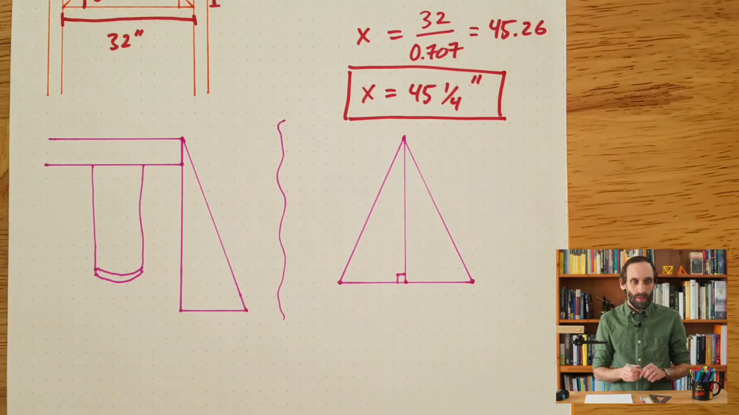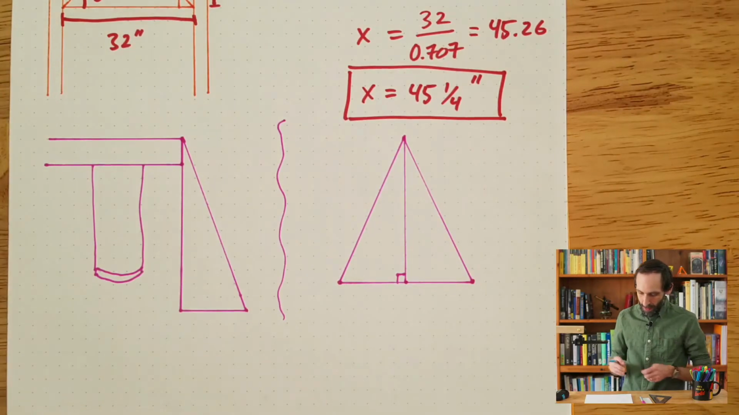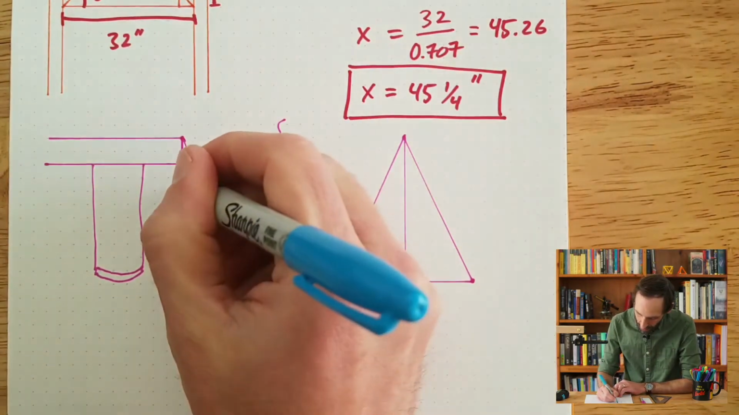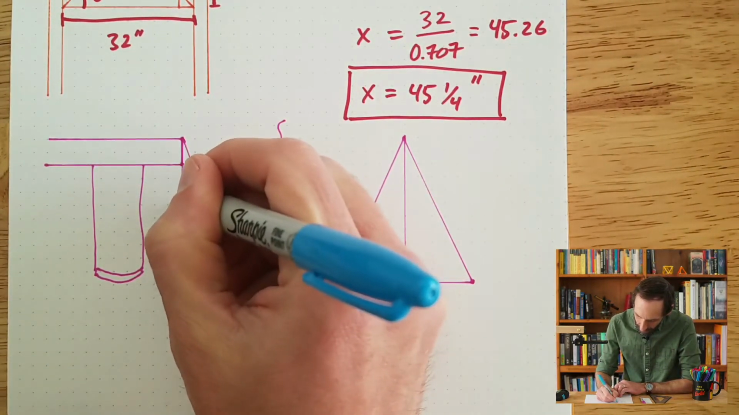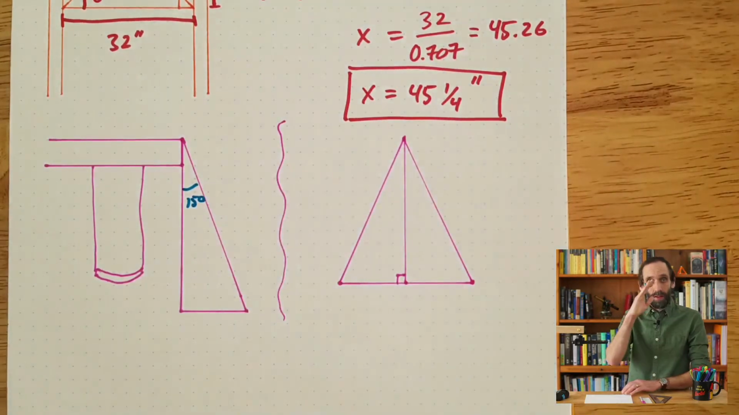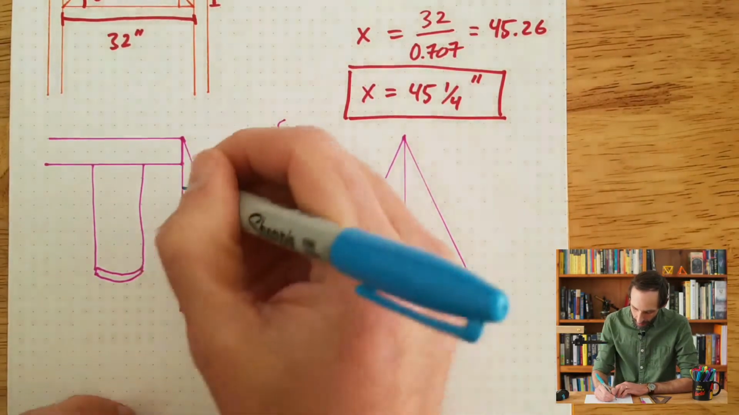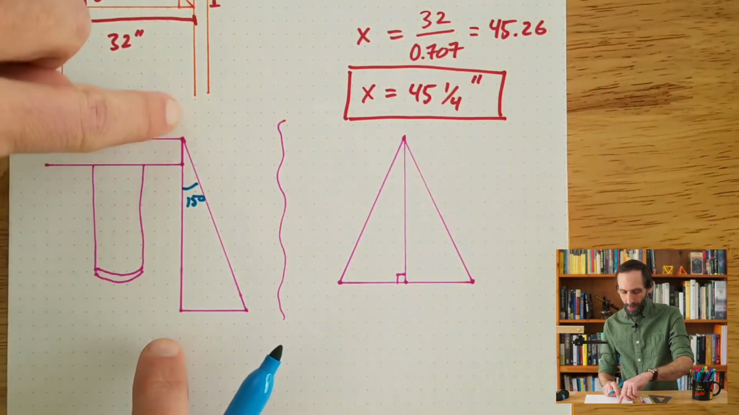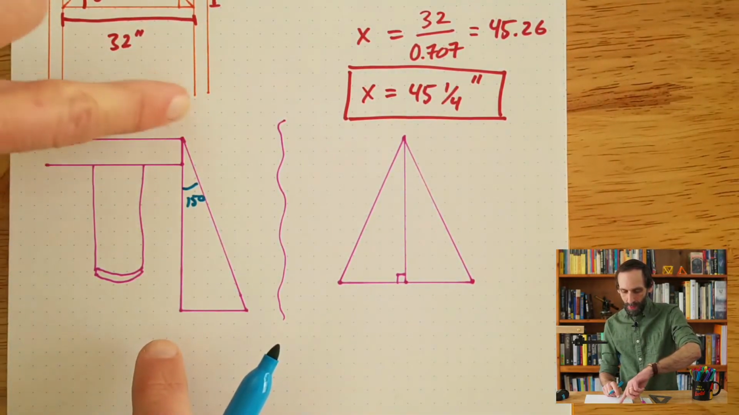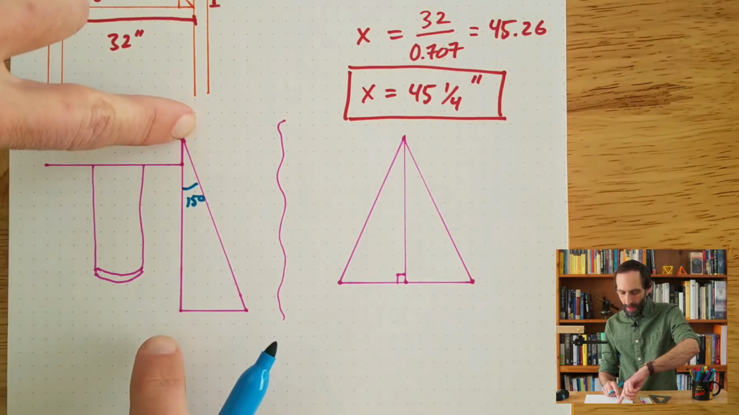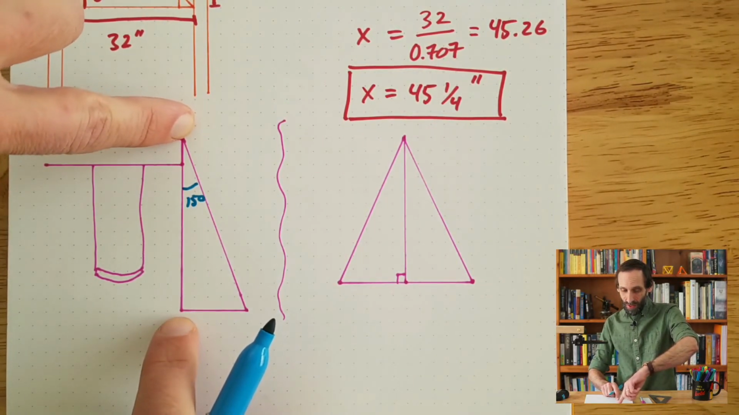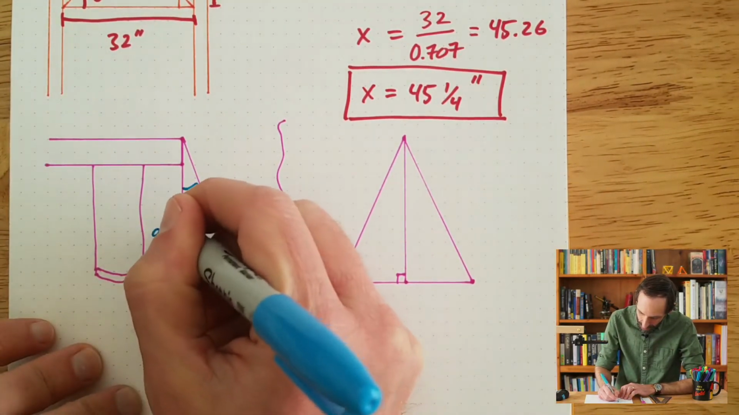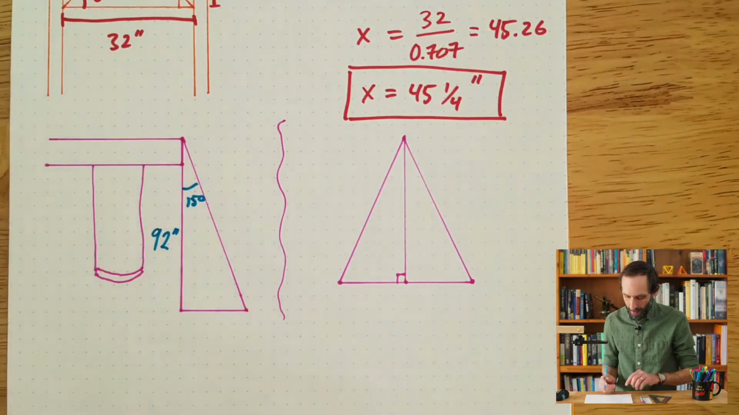So let's do this 2-stage calculation. First off, we're going to find the height of the A-frame. And so this right here is a 15-degree angle. It's tilted at a 15-degree angle. And the height of the swing, the beam where the swings are attached, the top of that is 92 inches from the ground. So I'll write in here 92 inches. So that's this height right here.